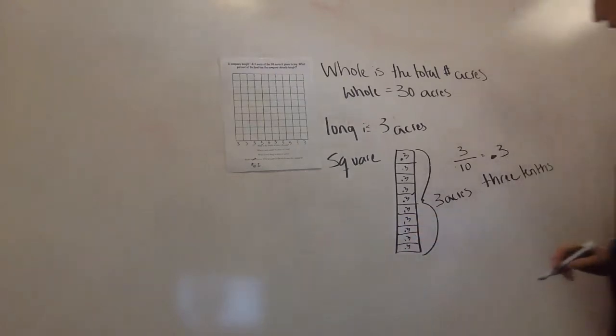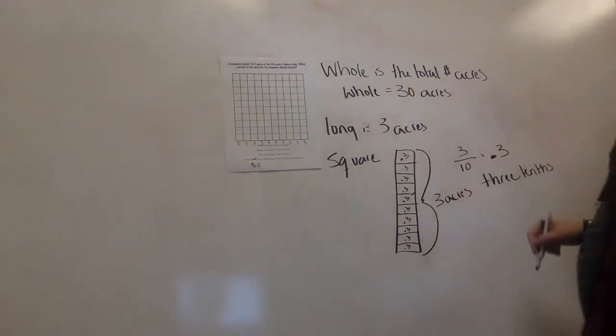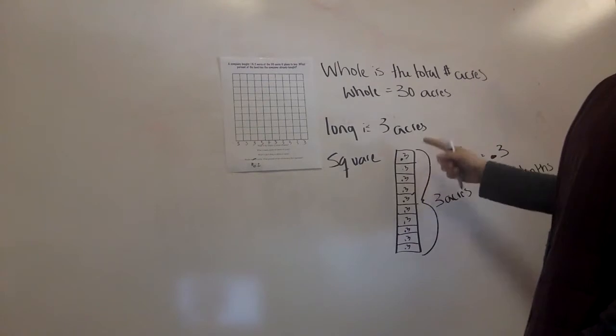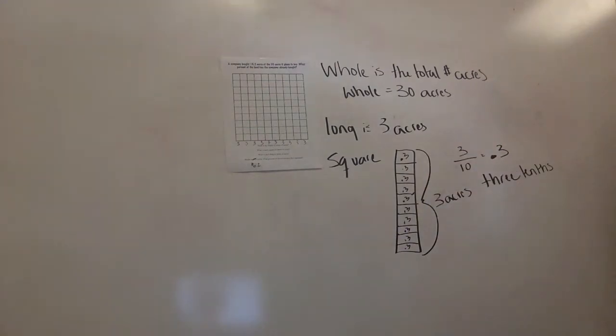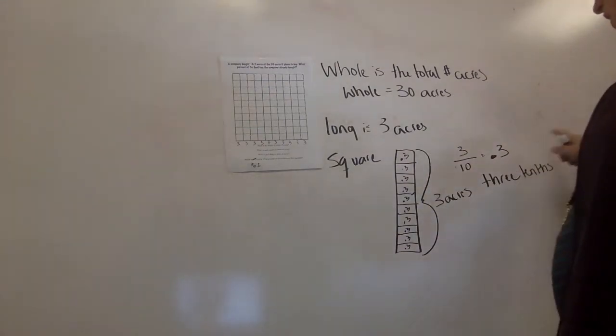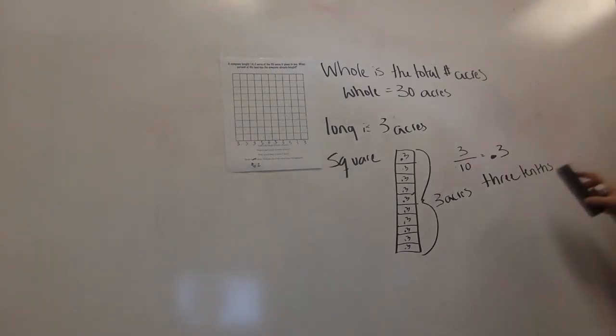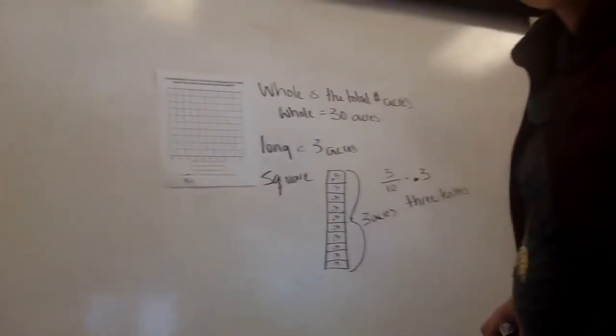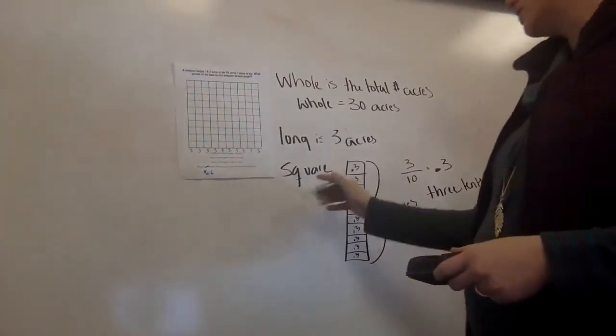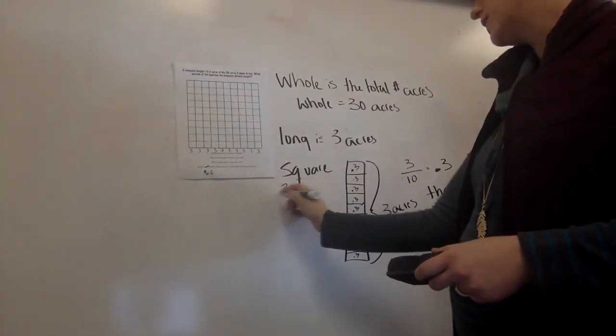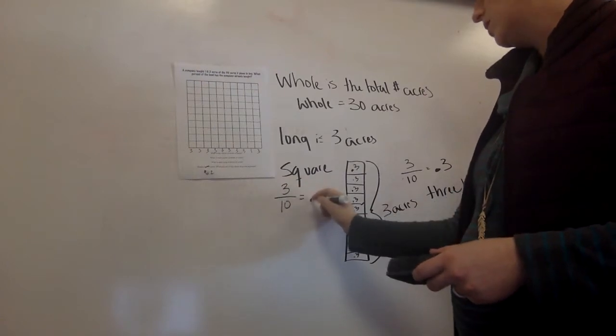And if we add all of those up, that's going to give us a total of 3.3 plus 0.3 plus 0.3, etc. Okay, so each one of our squares is worth 3/10 of an acre. So each square is worth 3/10 or 0.3.